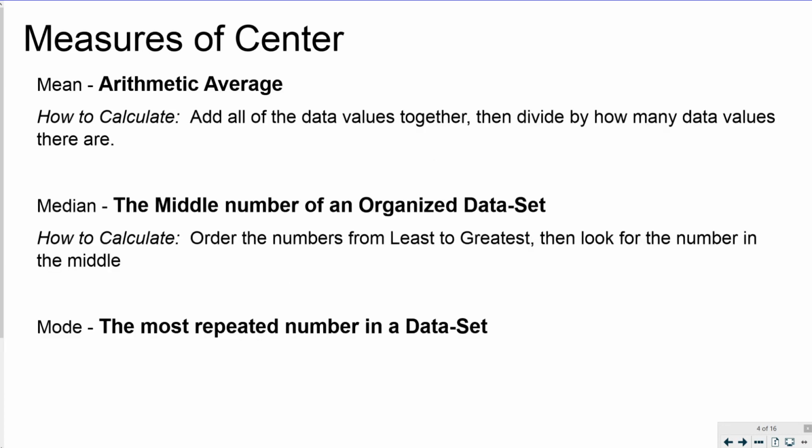But just so that we remember, the mean is the arithmetic average. You add all of the data values together and then divide by how many data values there are. The median is the middle number of an organized data set. So you order the numbers from least to greatest and then look for the number in the middle. If there are 2 numbers in the middle, you take their average. And the mode is simply the most repeated number in a data set.